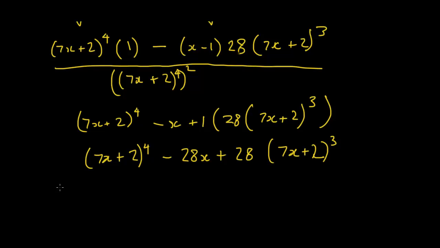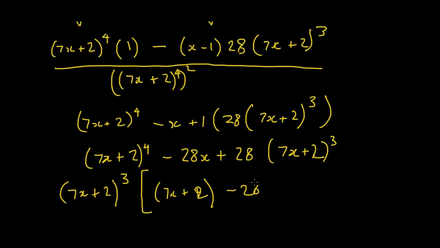We can take out (7x plus 2) to the power of 3, because that's our maximum common factor, and then all of the rest in a bracket: 7x plus 2, and over here negative 28x plus 28. Sorry, my mind's been playing up recently.